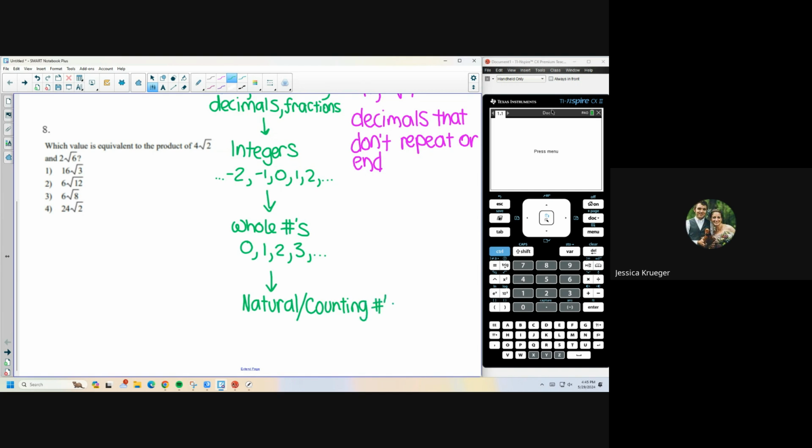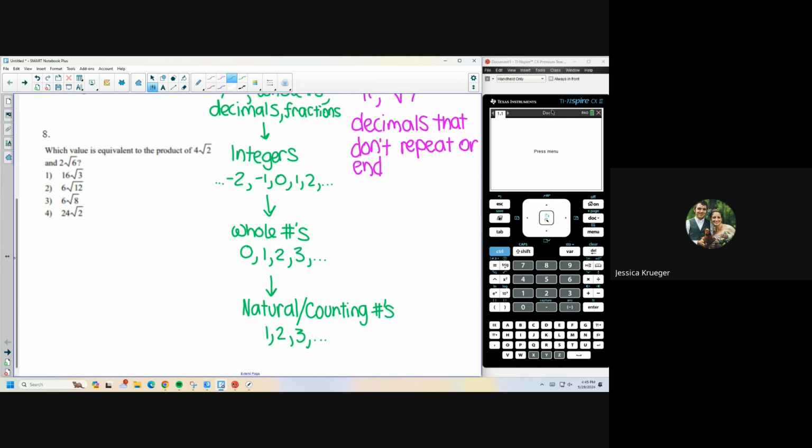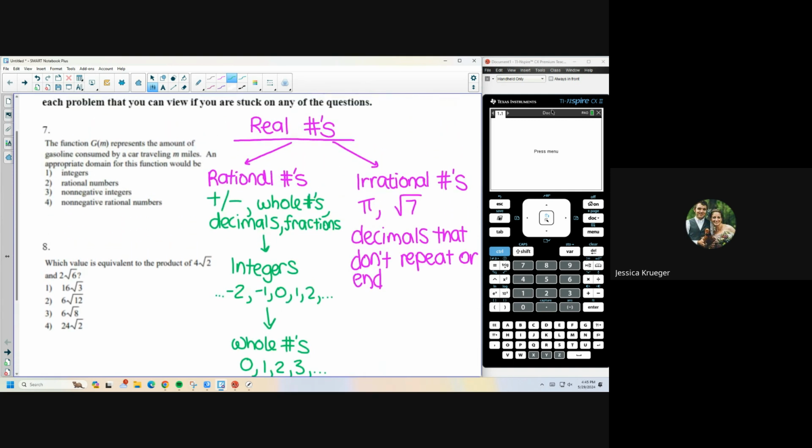If any of you have little siblings, you know they typically don't start counting at 0. They start counting at 1, 2, 3, and those are your natural or counting numbers. So now let's go back and look at number 7.